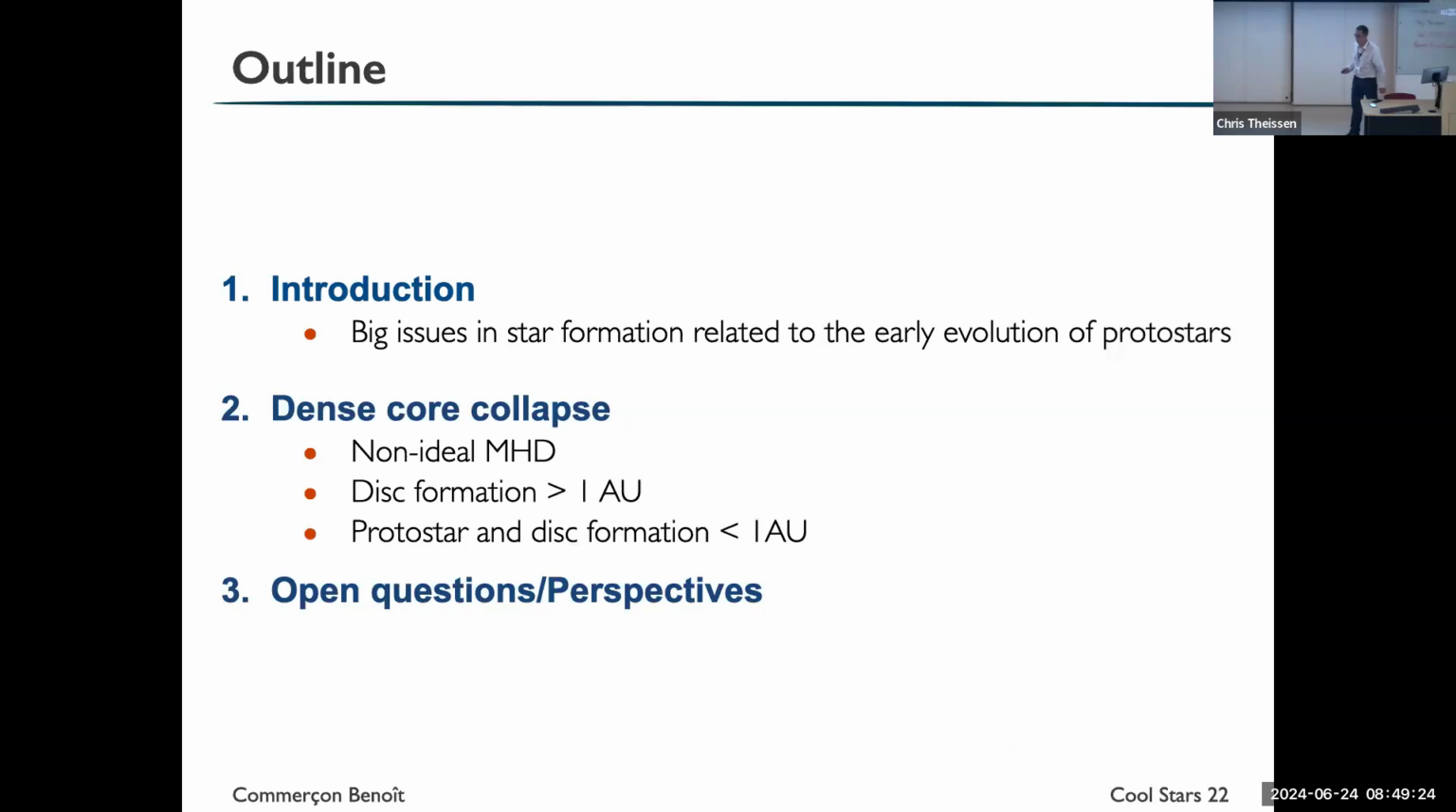Okay, so here is the outline of my talk. First I will introduce the big problems that we have to face when we deal with protostellar collapse. Then I will switch to dense core collapse, and introduce non-ideal MHD. I will first speak about scales larger than 1 AU and disk formation at that scale. And then I will switch to sub-AU scale and speak about the protostar formation and the disk formation at this sub-AU scale. Through the talk, I will try to give you a flavor of the remaining open questions and also the perspective of where the field should go in the next years.